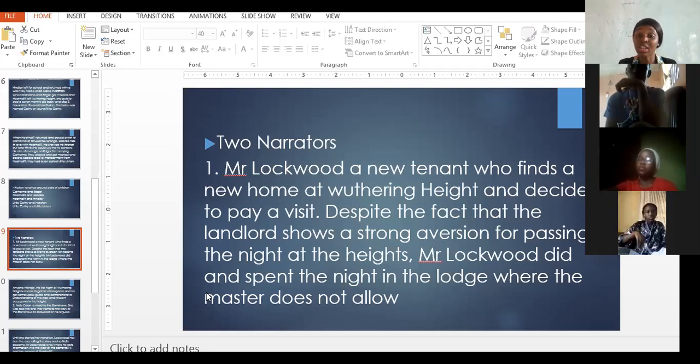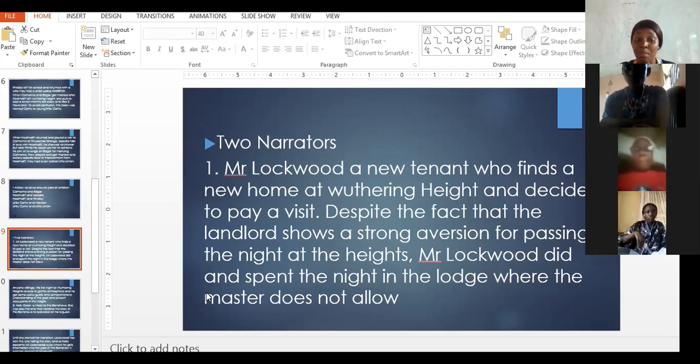Are you getting me? So he didn't get full information of what happened to the Earnshaws and Heathcliff down to Catherine. So I said, despite the fact that the landlord shows a strong aversion to anyone passing the night at the Heights, Mr. Lockwood spent the night in the room where the master does not allow anyone to. And the master we're talking about here is who? Heathcliff.